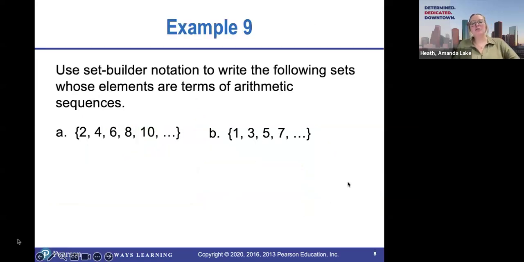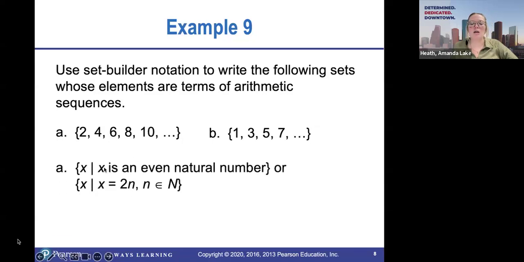So if we try to take these sets and write them in set builder notation, we can do that. These are arithmetic sequences. The first example is 2, 4, 6, 8, 10. So we could say that this is X such that X is an even natural number, or we could write it more algebraically, saying X such that X equals 2n, where n is a natural number. So we can write any even number as 2n for n a natural number. Like 2 would be 2 times 1, and 4 would be 2 times 2.